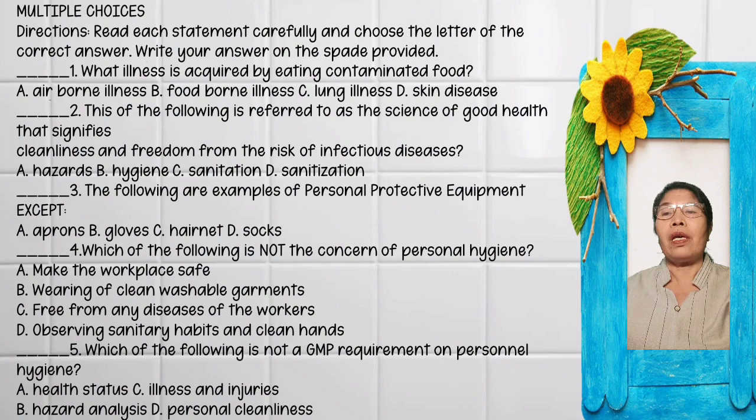Number 5, the last number. Which of the following is not a GMP requirement on personal hygiene? Is it A. Health status? B. Hazard analysis? C. Illness and injuries? Or letter D. Personal cleanliness? What's your answer? Great! It is letter A. Health status.